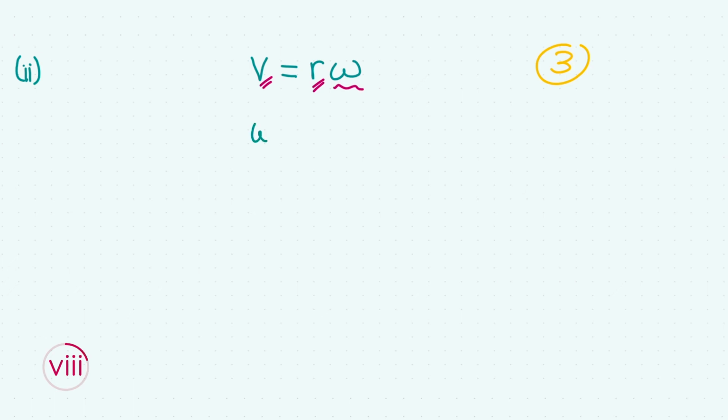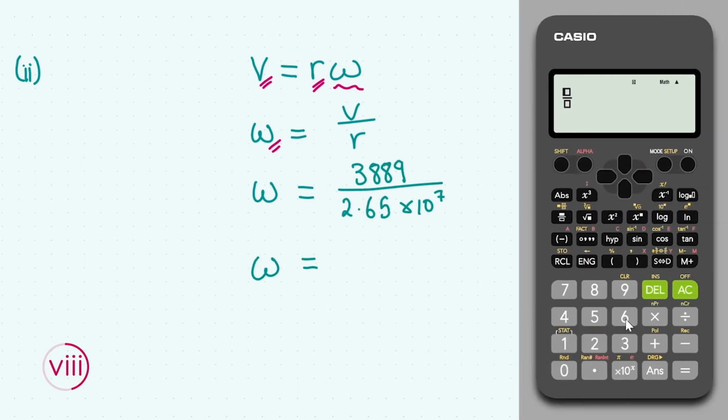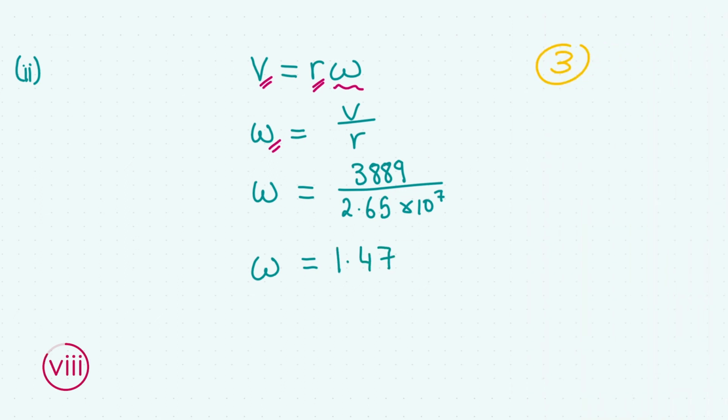I'm just going to rearrange this formula here so we get our target variable on one side and all the other variables which we know on the other. Now just substituting in our values, let's check out the calculator. So we have 3889 over 2.65 times 10 to the power of 7, giving us a very tiny angular velocity, which is equal to, when you round, 1.47 times 10 to the power of minus 4 radians per second. Please don't forget your units, they're very important. You will lose marks if you forget them. But your final answer will get you another 3 marks.